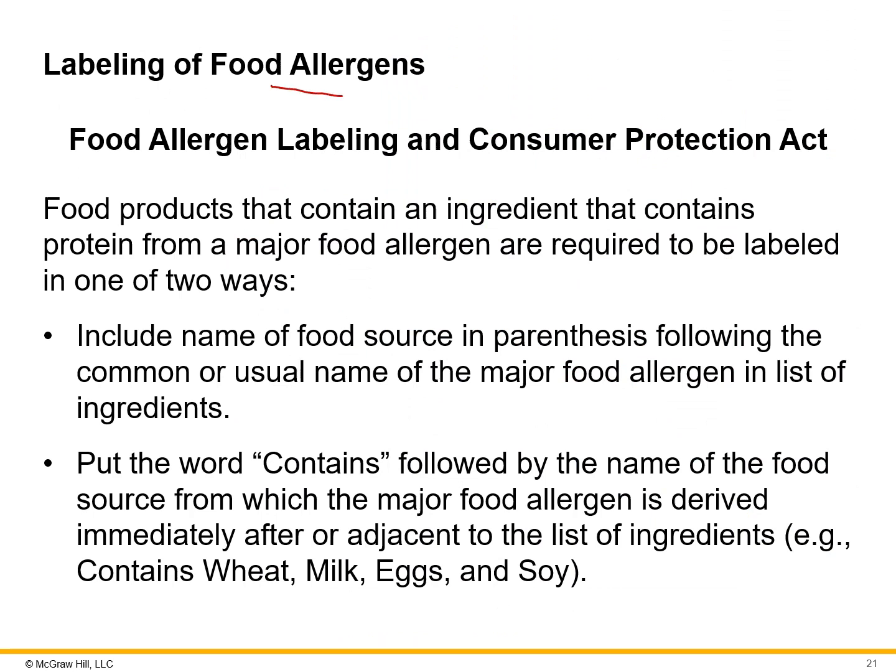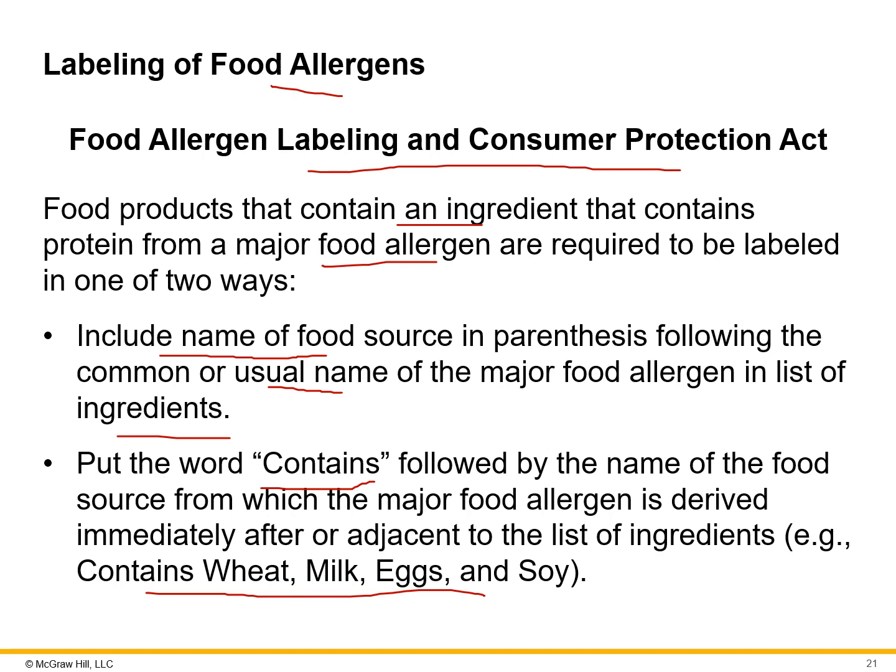Also, food allergens are typically labeled. There was the Food Allergen Labeling and Consumer Protection Act, due to the increased amount of allergies from foods that are being detected. Food products that contain an ingredient that contains a protein of major food allergens are required to be labeled in one of two ways: either including the name of the food source in parentheses following the common or usual name in the list of ingredients, or by just putting the word contains followed by the name of the food. So contains wheat, milk, eggs, etc.